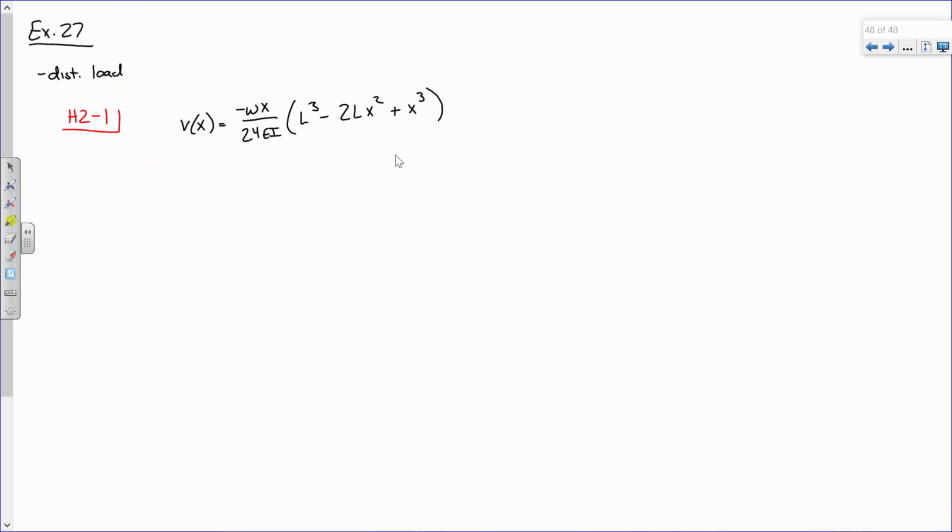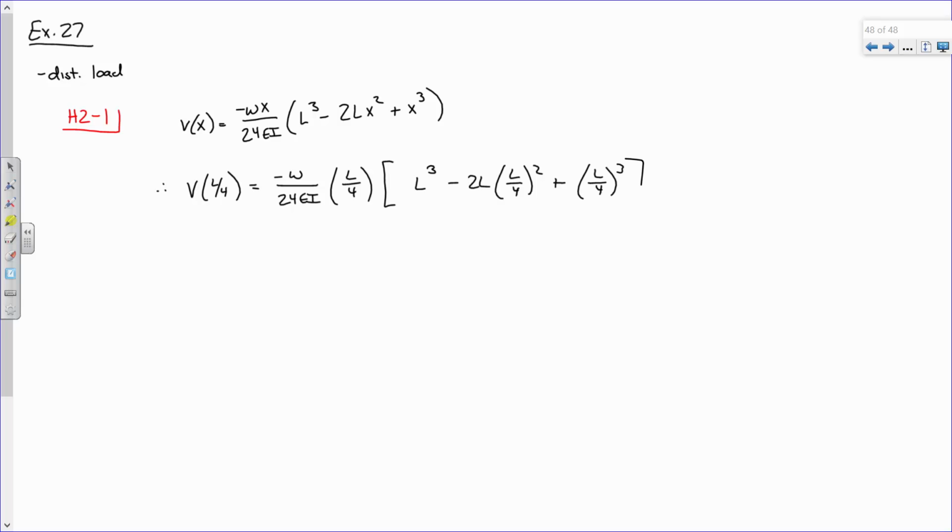So if I determine the deflection at L over 4, it's going to be minus W over 24 EI times L over 4 times L over 4 cubed minus 2L L over 4 squared. Oh, nope, you're right. I got that back. This one is L cubed. This is L over 4 cubed, right?